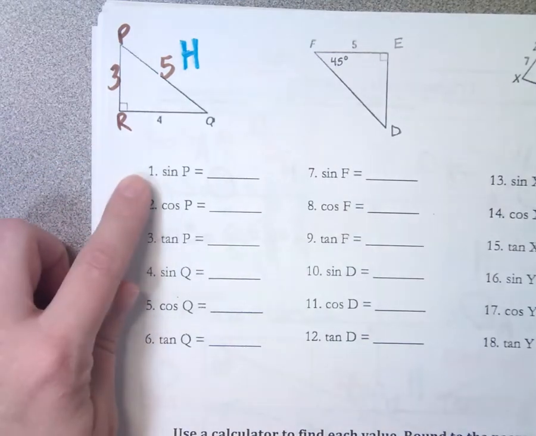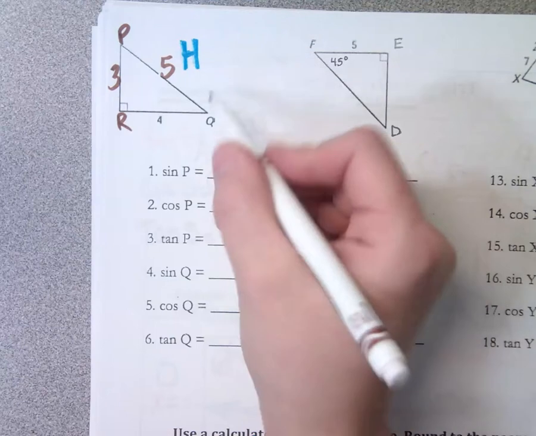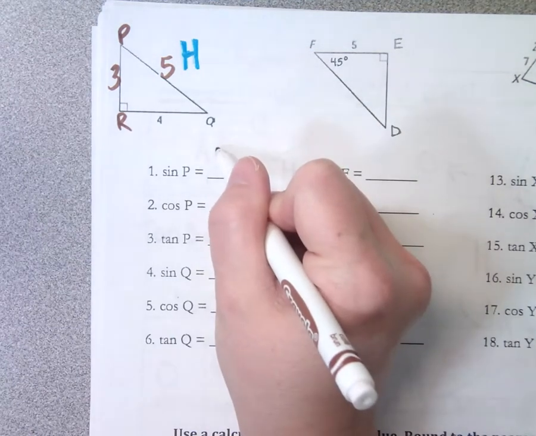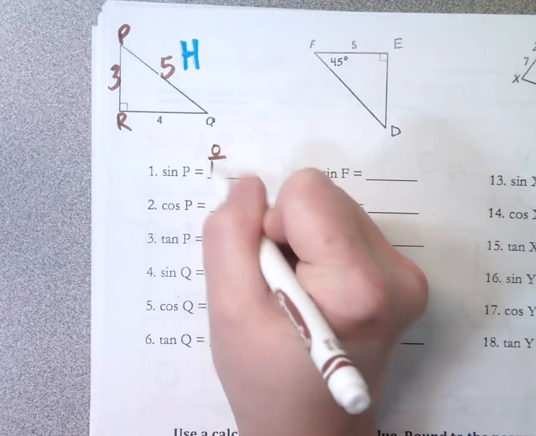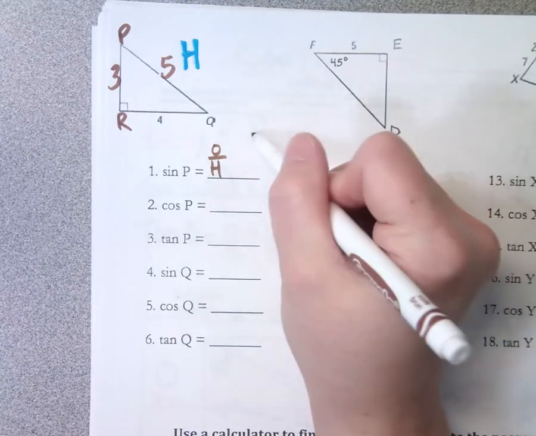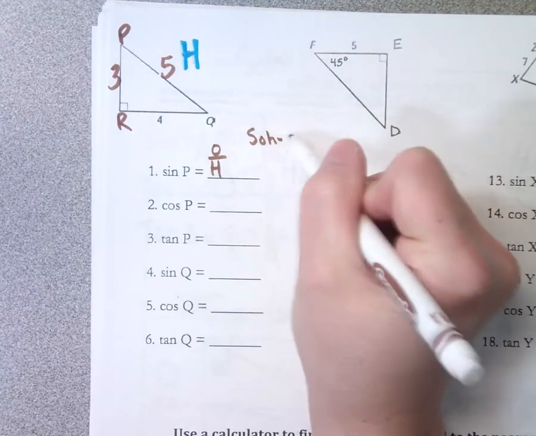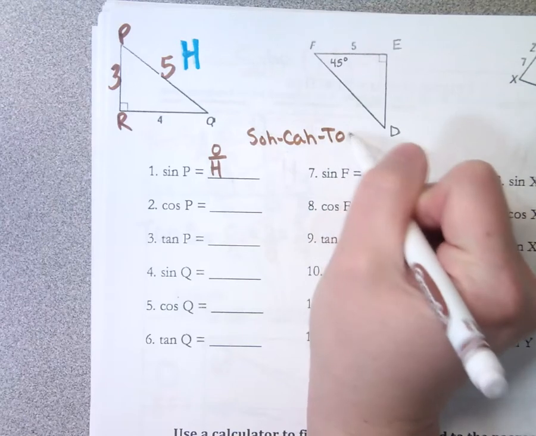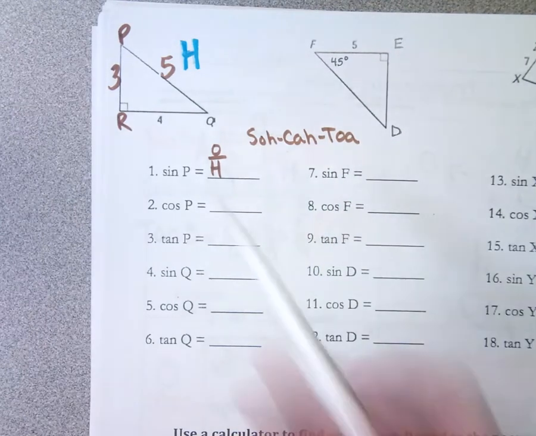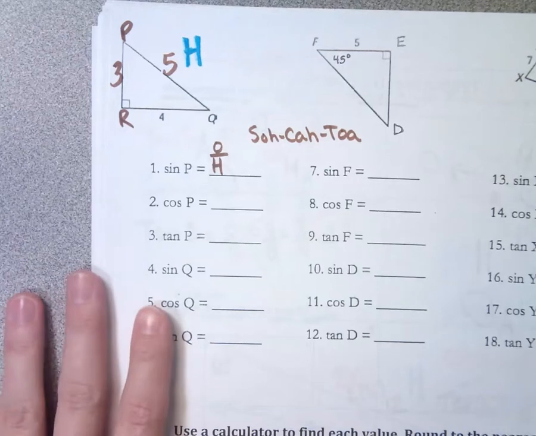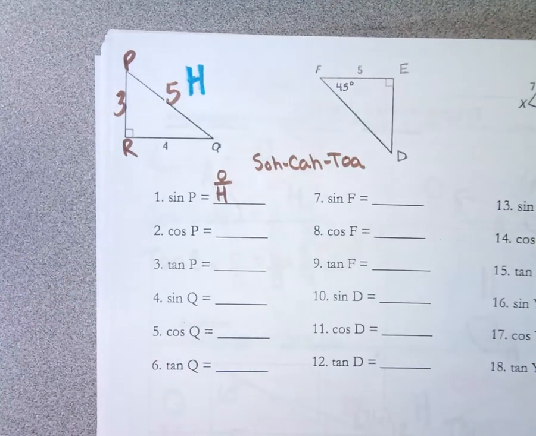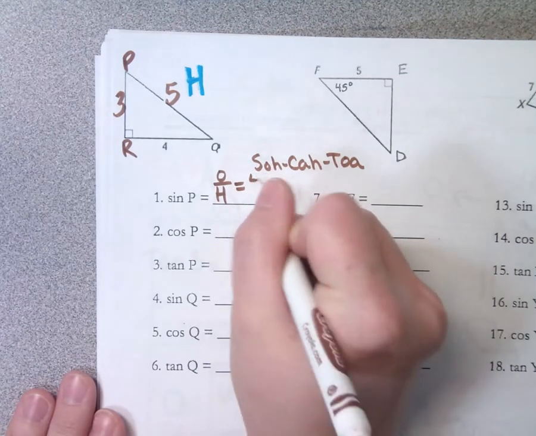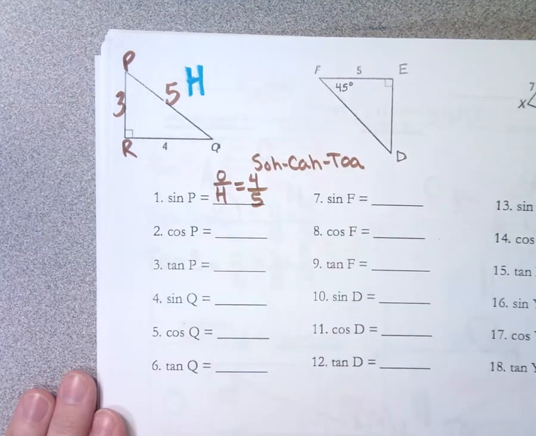So let's just look at number 1. Sine is defined as what over what? Opposite over hypotenuse. Do I need to write the memory device down? SohCahToa. Okay, so this one wants sine of angle P. So if I came up here to angle P, up here, what side would be opposite? 4. So it would be 4 over hypotenuse, so 4 over 5. And then I can't reduce that, so I'm done.